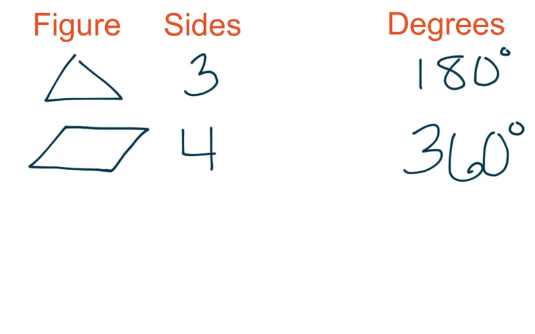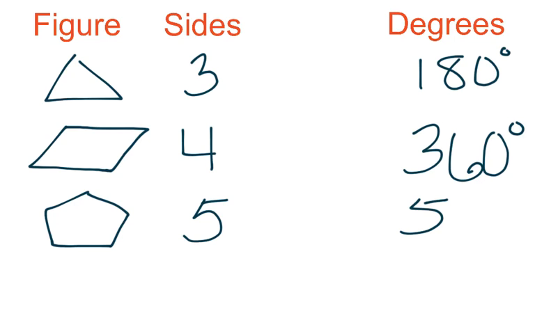Now, what about a five-sided figure? Figures that have five sides are called pentagons. 1, 2, 3, 4, 5. And there would be 540 degrees. Do you see a pattern happening between the amount of sides we have compared to the total amount of degrees? For every side that we add, you could say we add on 180 degrees.